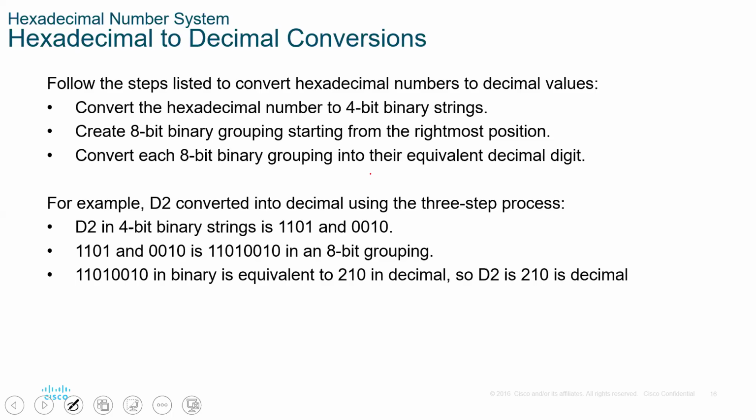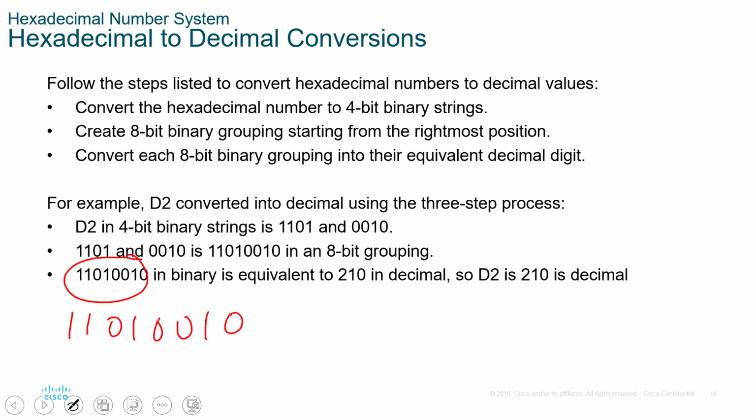Now, if I have a binary value, I want to convert it to decimal. Let's say this binary value. Let's convert it to decimal. Then we now convert it to hexadecimal. And let's see what happens. So how do we convert it? This is 11010010. Convert it to decimal.